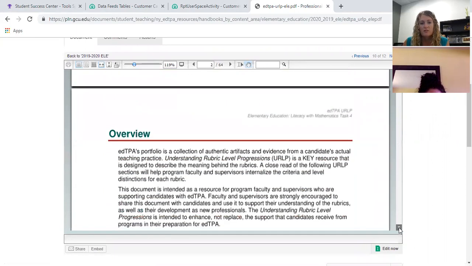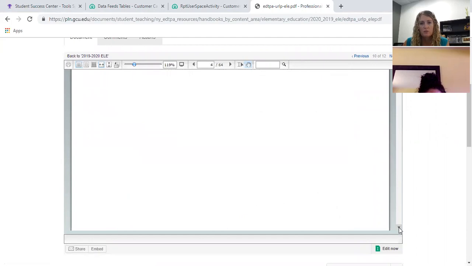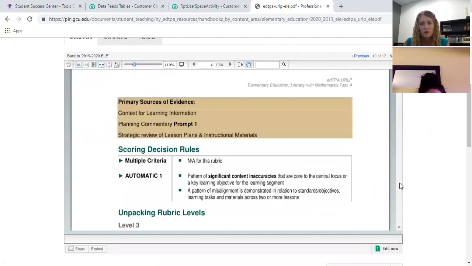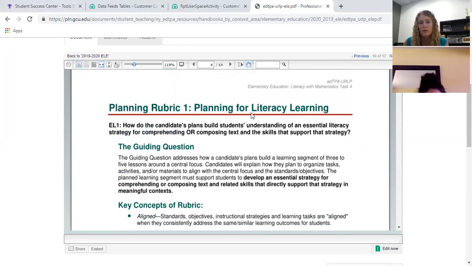So this is the one for task 4. Let me just get right to the heart of it here. Okay. So this is the first one, for rubric 1. We know rubric 1 helps evaluate your performance in task 1, planning. When you're working on the planning portion, one of the things you do is create lesson plans that allow students to build on their understanding of the essential literacy strategy over the course of the 3 to 5 days.